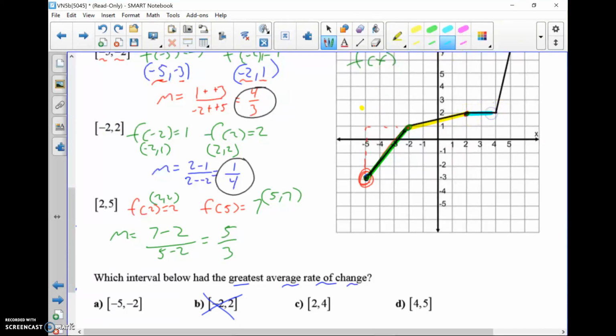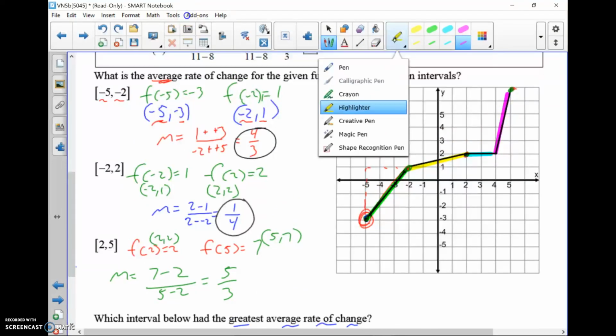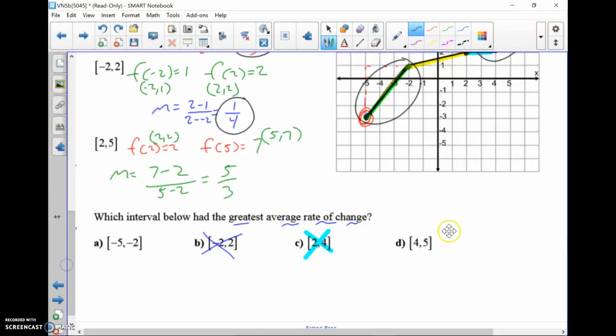2 to 4, that's a flat slope. That's a slope of 0. That is a very bad rate of change. And the slope of 4 to 5. That's super steep. And you can, again, compare these slopes side by side. If you looked at this slope versus this slope, you see that this last one is a little bit steeper than this first one. So just visually, I could tell that this has the greatest average rate of change.